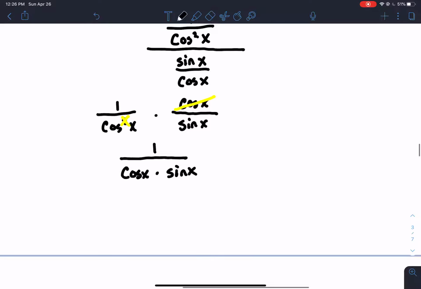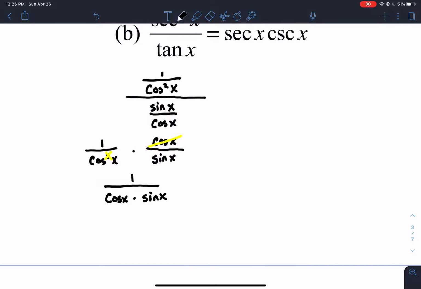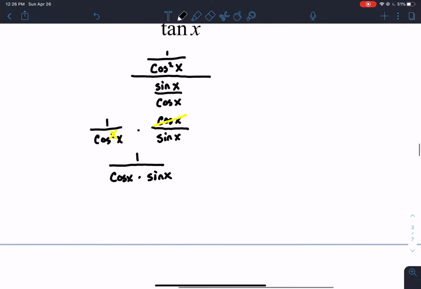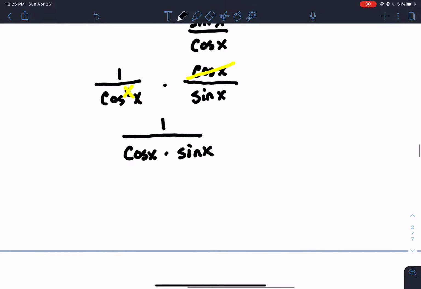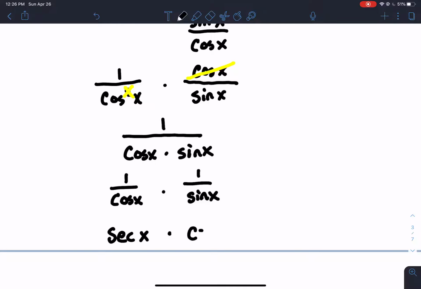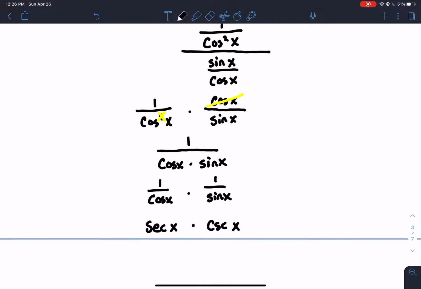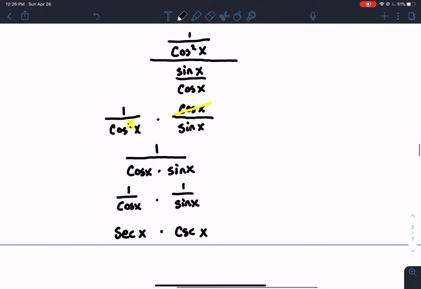Now, if you look at what you have on the other side, you're pretty close to that. What's another way to write 1 over cosine times sine? If I make that two fractions, I can do it like this: 1 over cosine times 1 over sine. Now, what do you know 1 over cosine is? Secant. What do you know 1 over sine is? Cosecant. And that's what we have there on the other side. So we are done.